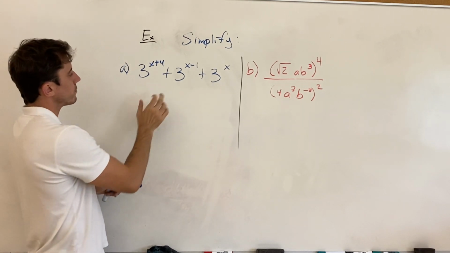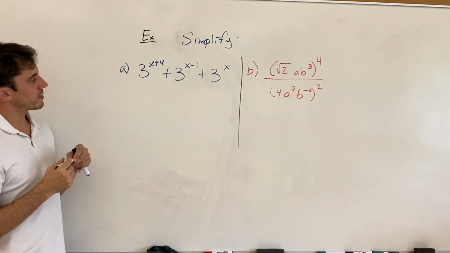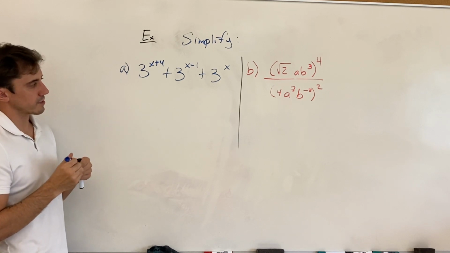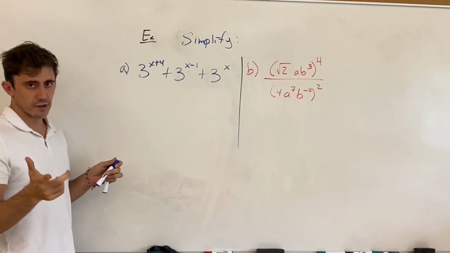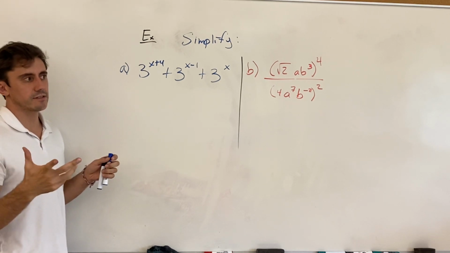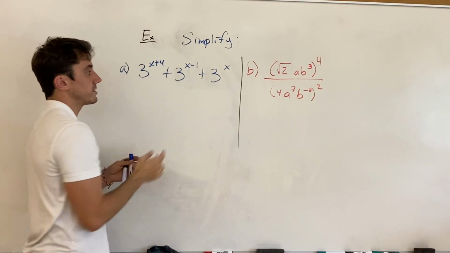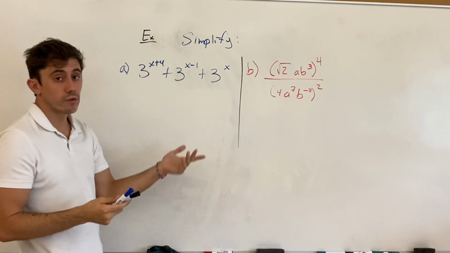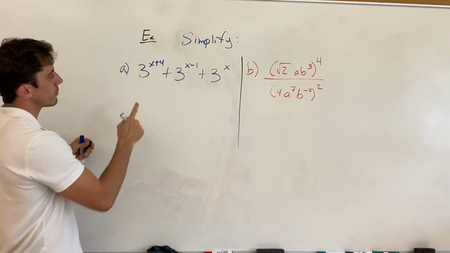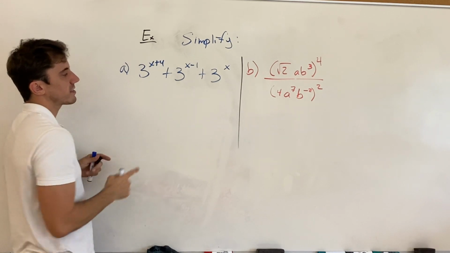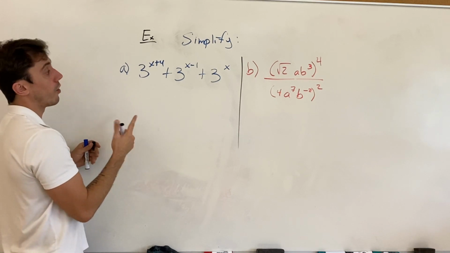Okay, so for the first one, A, we have 3 to the power of x plus 4 plus 3 to the power of x minus 1 plus 3 to the power of x. So a good first thing to consider is what can we factor out of all 3 terms? Since we're adding all 3 terms, there's not a whole lot else we can do. And so let's think about factoring out something that is common to all 3 terms.